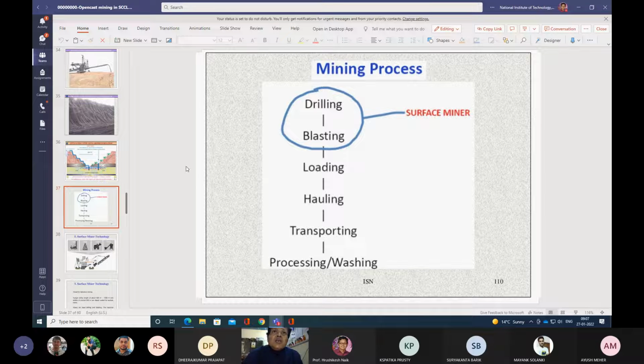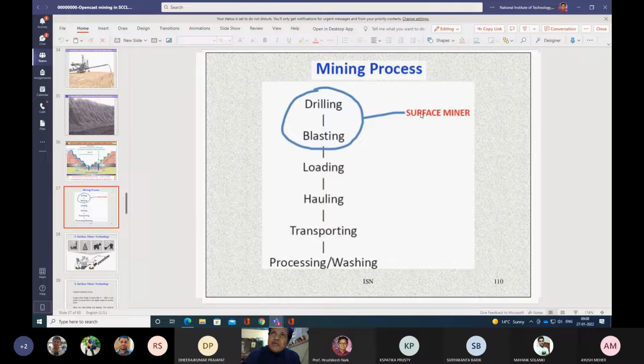In the case of a surface miner, this is the mining process you have to follow. Drilling, blasting is not there, and the surface miner itself, while cutting the coal, may generate some amount of dust. But the machine has dust catchers, dust precipitators, so that dust will not be allowed to go to the atmosphere. But in spite of that also some amount of dust will be generated.